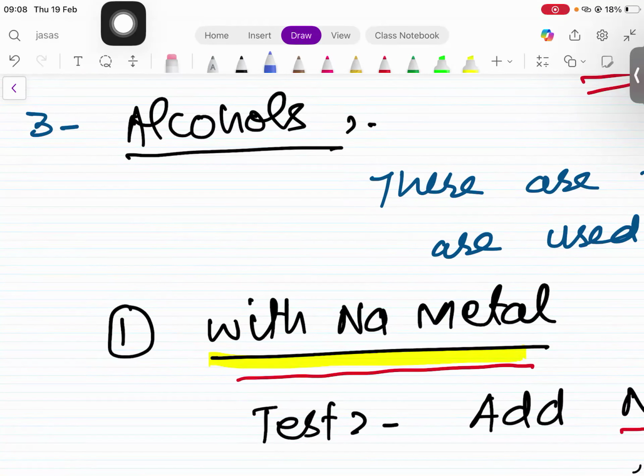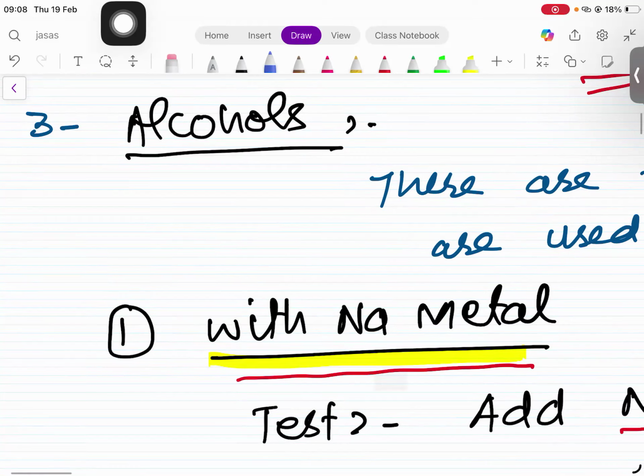I think I told you when we were doing the reactions of alcohol, there are two tests for alcohols. Adding sodium metal, giving effervescence, indicates the presence of alcohol, but there is a problem. It also gives the same observation with carboxylic acids. So therefore, there are two tests.